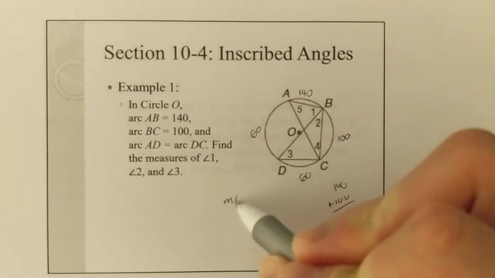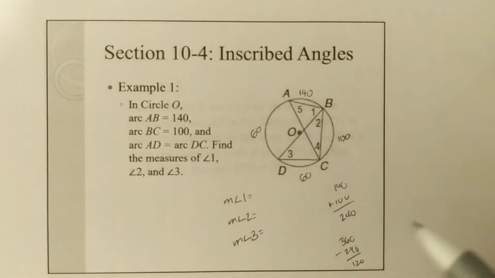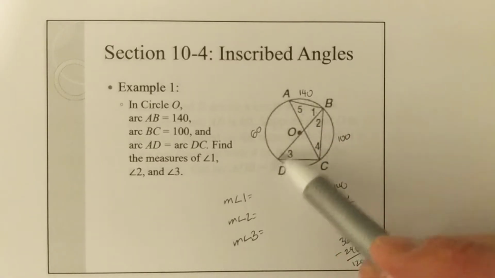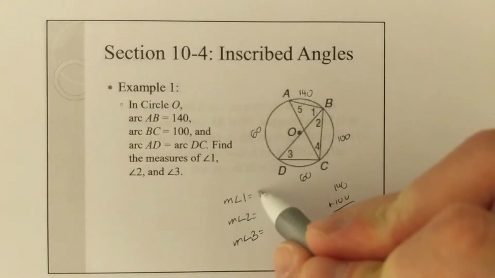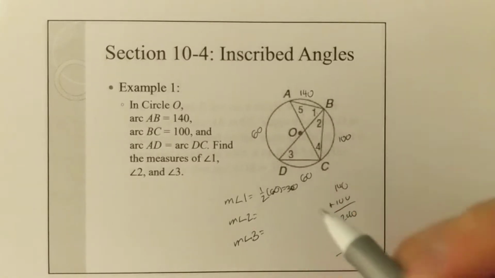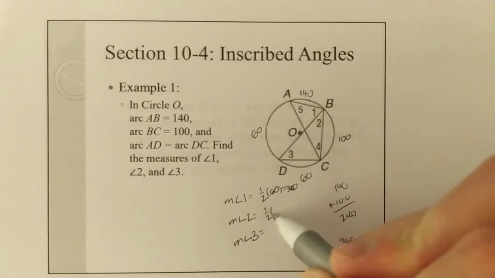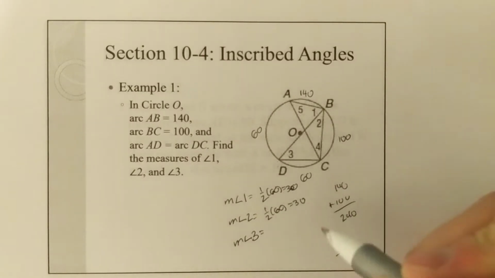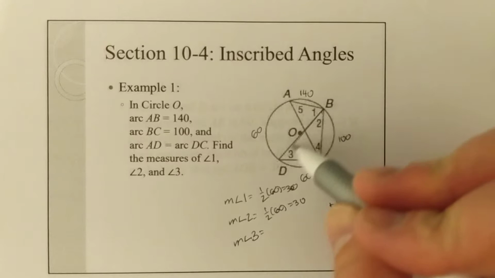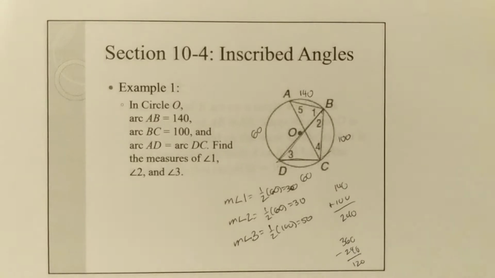So measure angle 1, measure angle 2, measure angle 3. Angle 1's intercepted arc is AD, and the measure of the angle is always half the measure of the arc. So 1/2 of 60 is 30. Angle 2 intercepts CD, which is also 60, so it is also 1/2 of 60, or 30. And angle 3 intercepts 100, so it's half of 100, or 50.